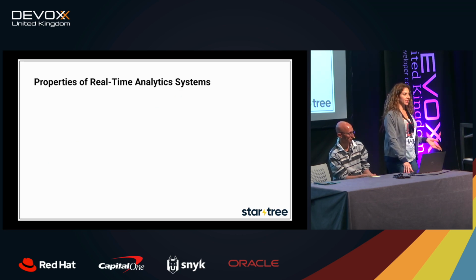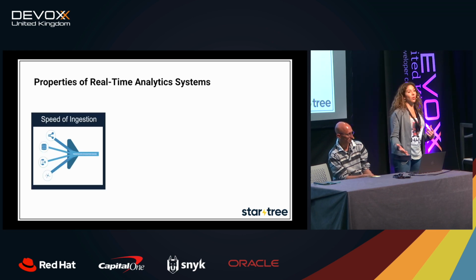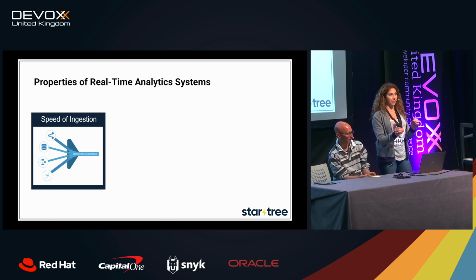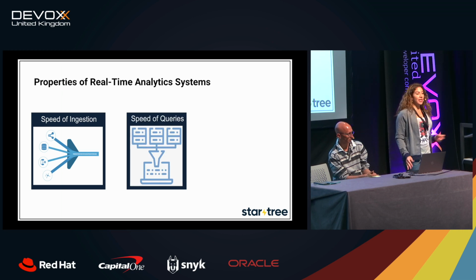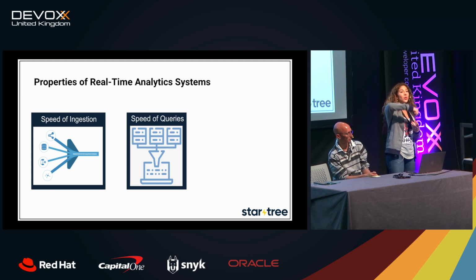Properties of real-time analytics systems. So when you're building out real-time analytics systems, at a high level, there are 3 things that you ultimately need. The first one is speed of ingestion, right? You have to be able to bring in any of these events or this data that's coming in, including, it could also be batch, right? You have to be able to bring it in real time, right? The second one is you have to be able to query that data in real time. So you're pulling this data in, but it also has to be accessible in real time.